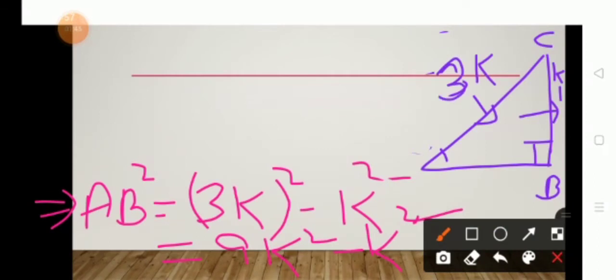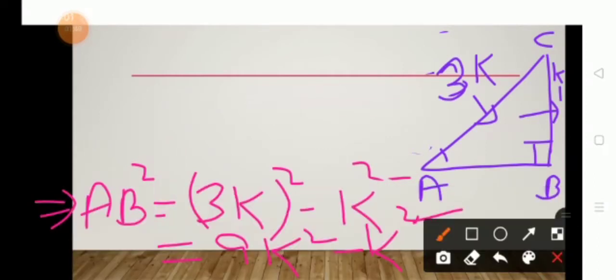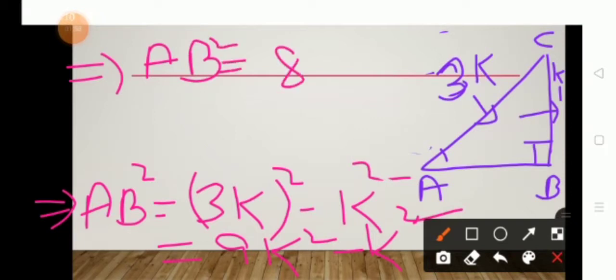This is 3K and this is A. Now I knew that AB squared is equal to 8K squared, not whole squared, just squared only. This whole is not needed here.